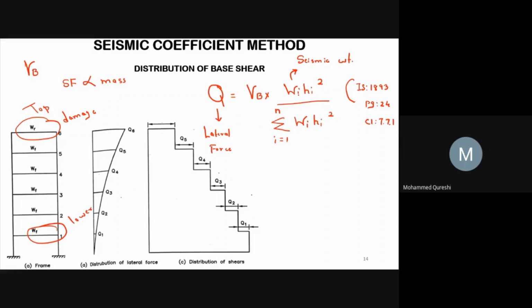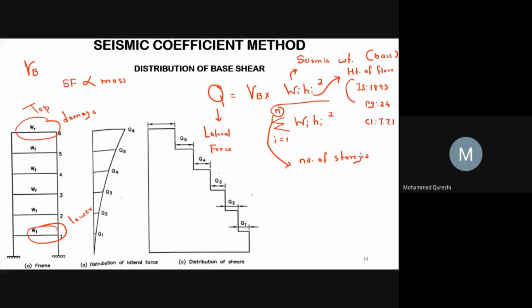Suppose this is your first floor, then here will be the seismic weight of floor 1, the seismic weight of floor 2 accordingly, and here Hi will be the height of the floor measured from the base. Remember this thing. This height of the floor will be measured from the base, and n is the number of storeys.